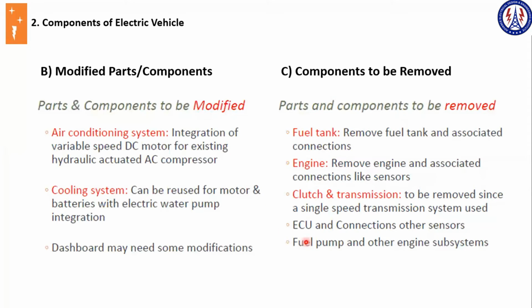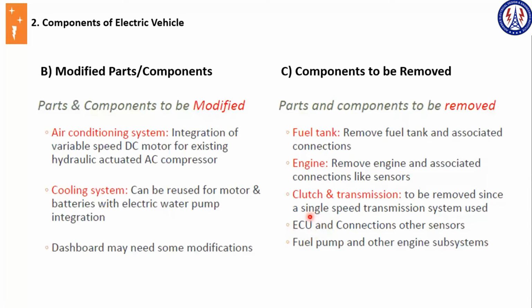So within this, the fuel tank, engine, and clutch and transmission are going to be removed from your vehicles. Then your ECU part and its connectors and sensors need to be removed because we need to put in something different. The ECU is the electronic control unit, which was mostly in the old vehicles. It is the electrical circuit in traditional cars.